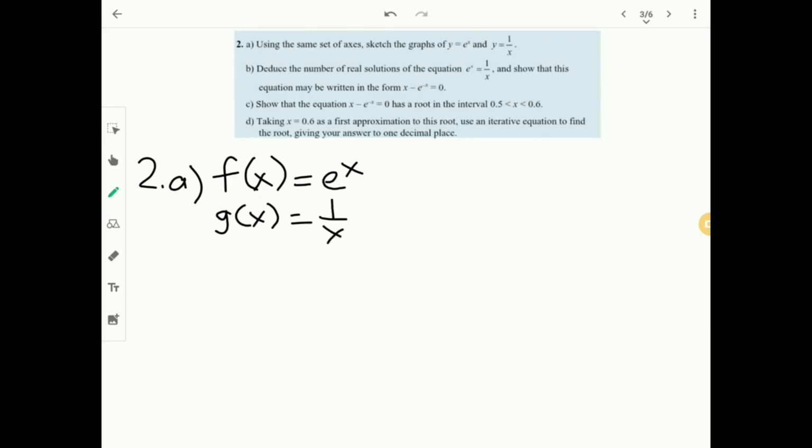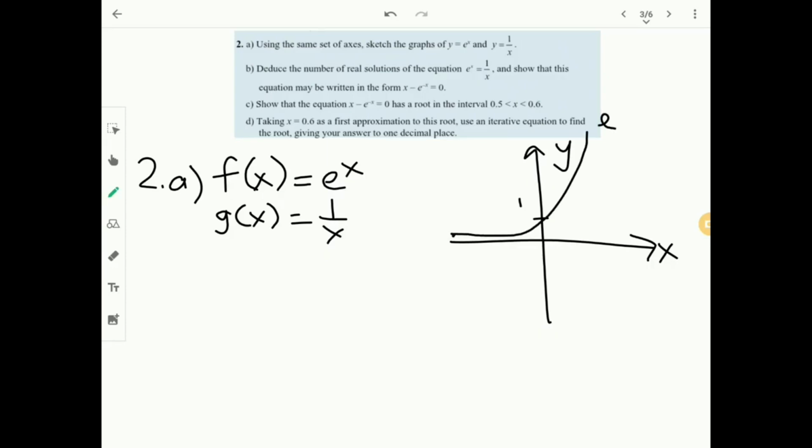I hope you know how to graph it, and when we graph we get x and y. You should know that e to the power of 0 is 1. It's a very important point. So e to the x tends to look like this, call it f of x.